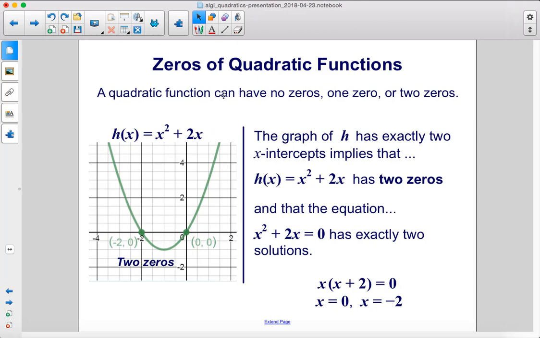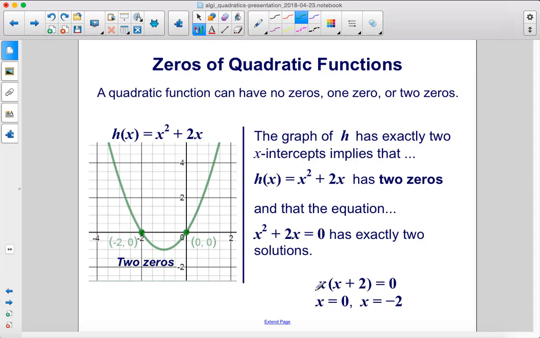A quadratic function can have no zeros, 1 zero, or 2 zeros. Here is the graph of the function h of x equals x squared plus 2x. And we see that it has 2 zeros. It dips below the x-axis and then comes back up, so it intersects here and here. The equation, therefore, x squared plus 2x equals 0, has exactly two solutions.